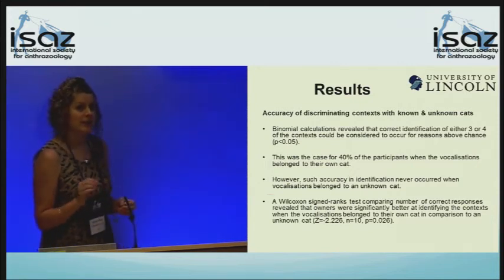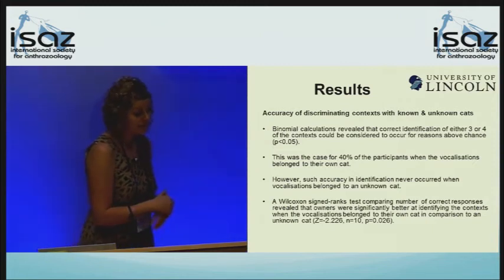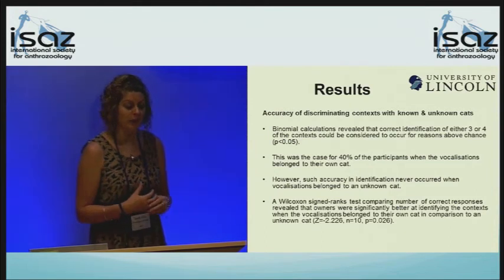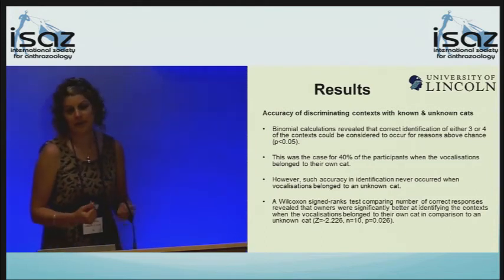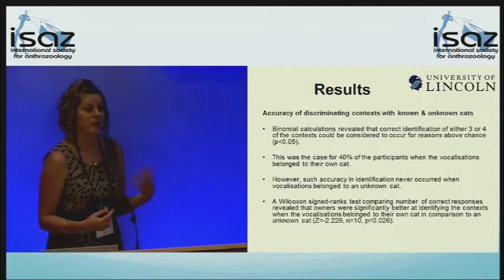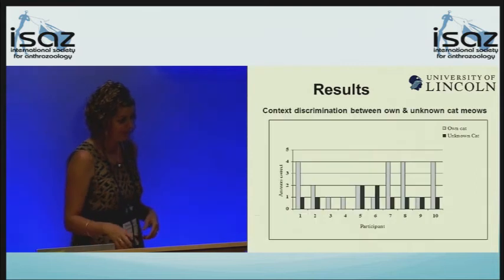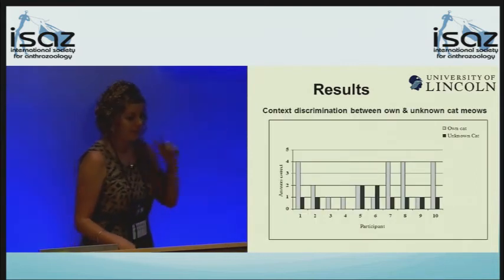However, nobody reached significance when it was the vocalizations from an unknown cat. And when we compared these with the test of difference in the number of correct responses, as expected, owners were significantly better at identifying the context in which the meow was emitted when it was their own cat in comparison to an unknown cat. And you can see this here from the graph. So just our participants separated.